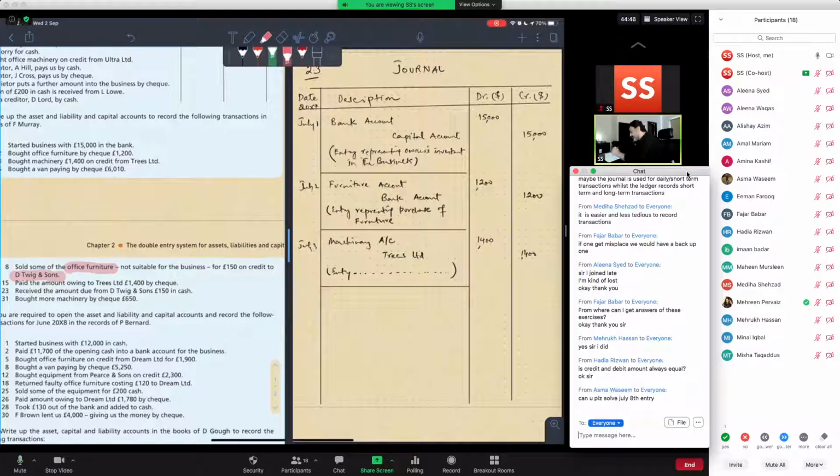So let me just put a green highlight over here. So D. Twig and Sons represent an asset. And that asset is what we call a receivable or a trade receivable or a debtor. And they owe us, that means they have become our asset. So the asset called D. Twig and Sons is increasing. And furniture is another asset that we are losing because we're selling that furniture. So that furniture account is going to be credited.